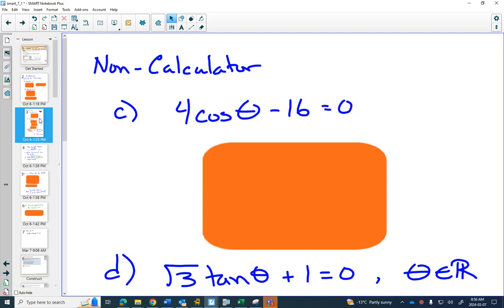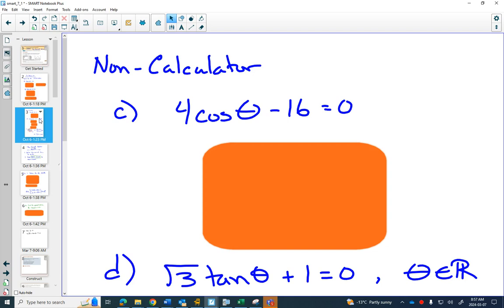Now we're not allowed to use our calculator, and we're supposed to solve. Non-calculator usually means there's going to be something from your pie plate. But is 4 on your pie plate? How do we do this one? Because we do get cos theta equals 4. And 4 is not on your pie plate. How do we do this one?